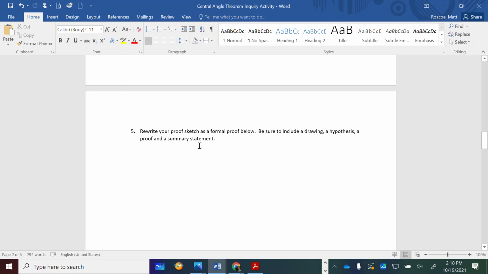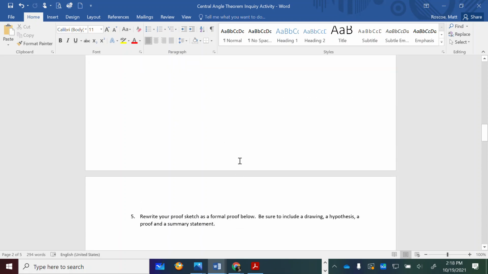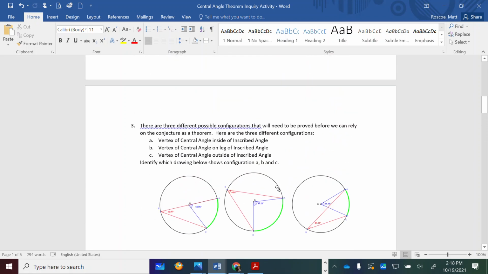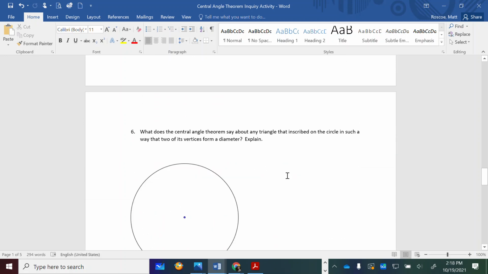So this would be: rewrite your proof sketch as a formal proof below. Be sure to include a drawing, a hypothesis, a proof, and a summary statement. So giving them a whole page to provide a proof to one of these 3 settings. Boom, boom, boom. Hope that makes sense. And then the last thing are extensions.